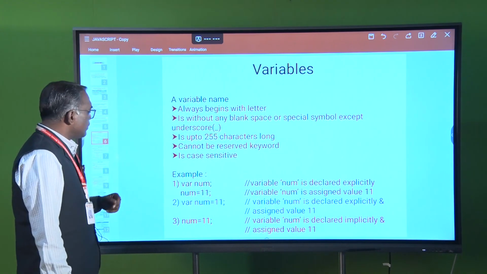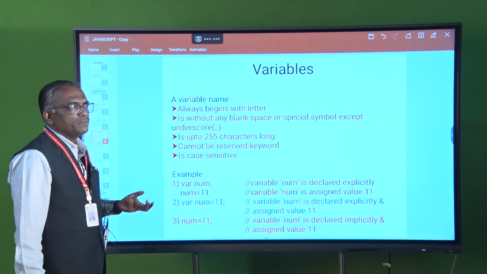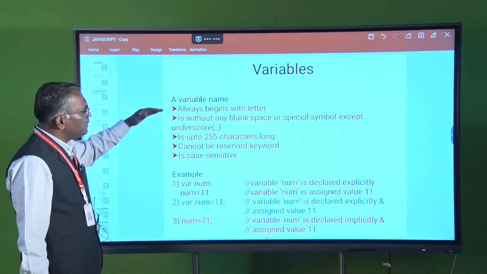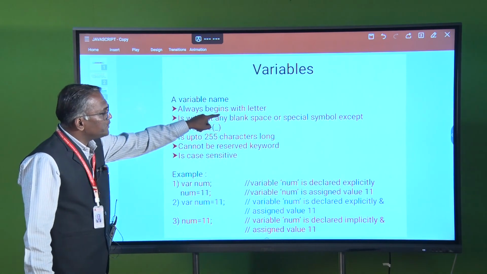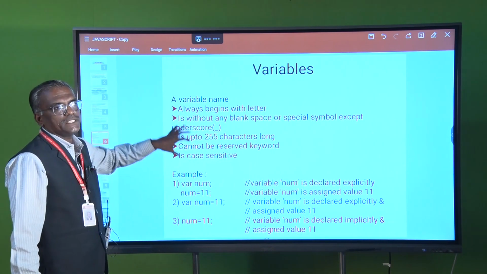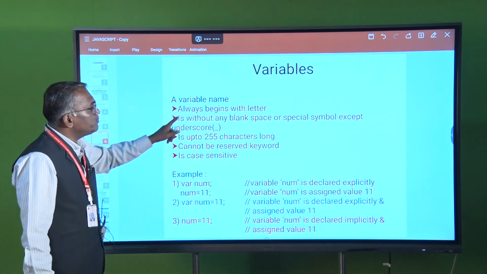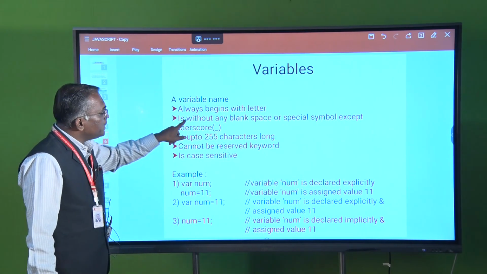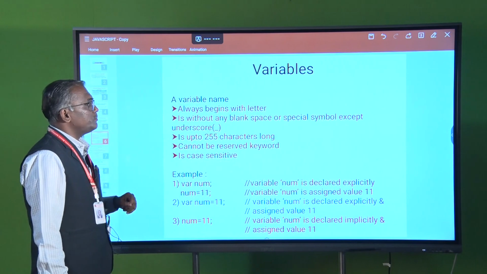Now the basic building blocks of any language or any scripting language. So we start with the variables. A variable's name always begins with a letter. These are common rules which have been specified here. It should begin with a letter, so it will never begin with a number, and it is without any blank space or special symbol.